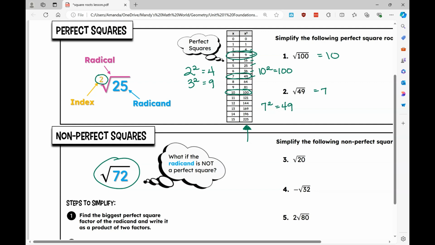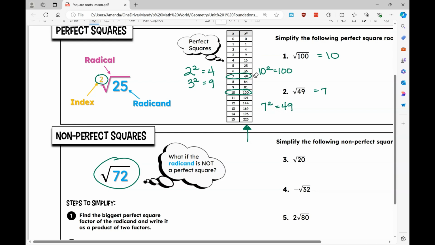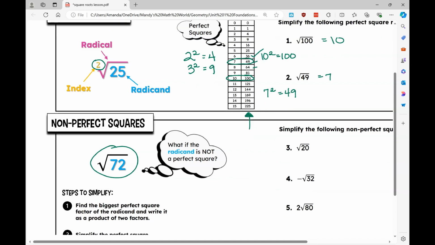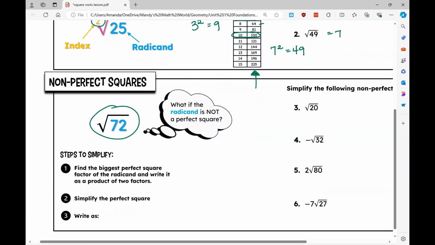No, it's not. And what you can actually do is go in reverse. 72 divided by 64. 72 divided by 49. 72 divided by 36. And you get that 36 is a factor. 36 times what is 72? 2. So here's how I would do this.